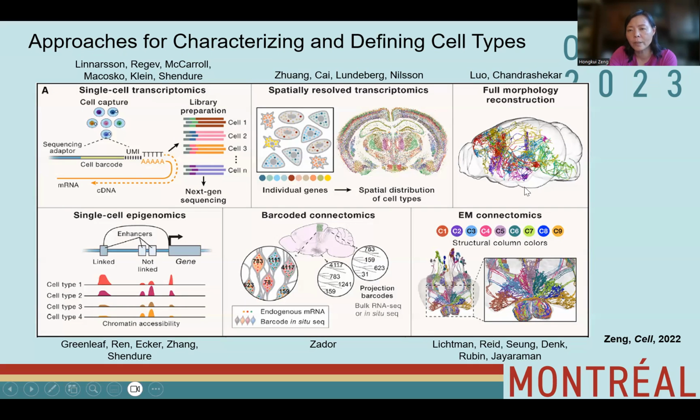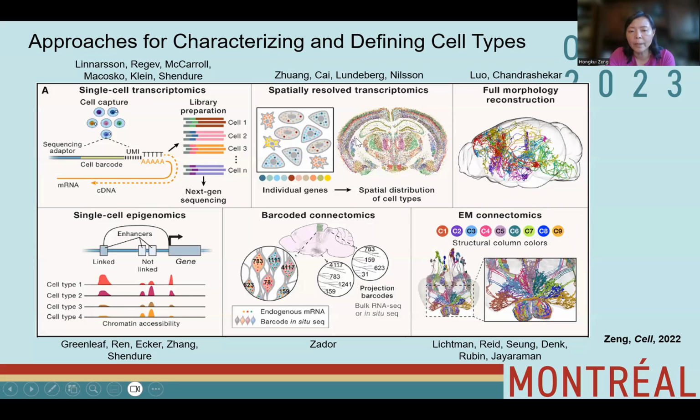At the anatomical level, we use full morphology reconstruction to obtain the dendritic and axonal morphology, as well as axon projection patterns, and use those to define anatomically defined cell types. Electron microscopy data generation at an increasingly larger scale will also give us the opportunity to obtain not only local morphological, but also synaptic level connections between different individual neurons. That will also enable us to define cell types based on morphological and connectional properties. Those anatomical approaches combined together have been really powerful in defining cell types in other species such as Drosophila.